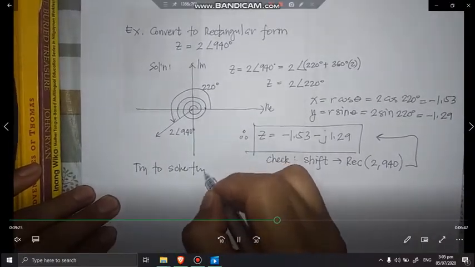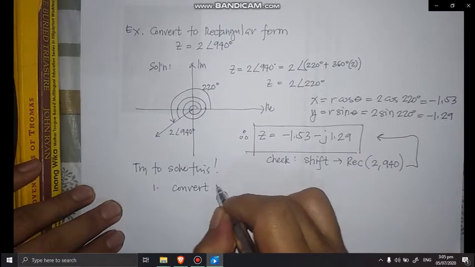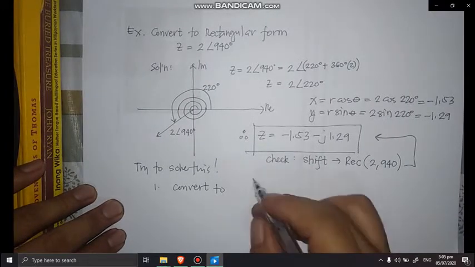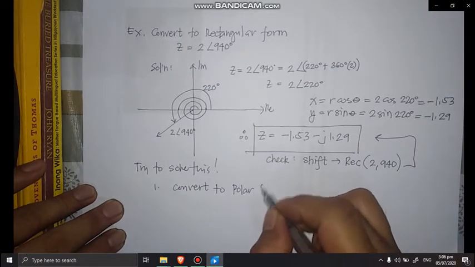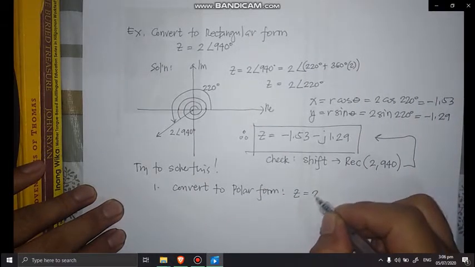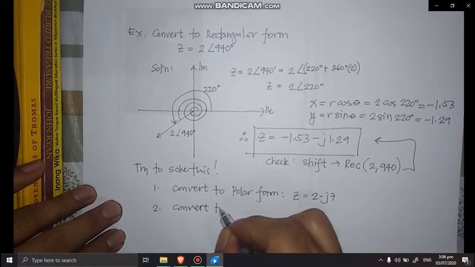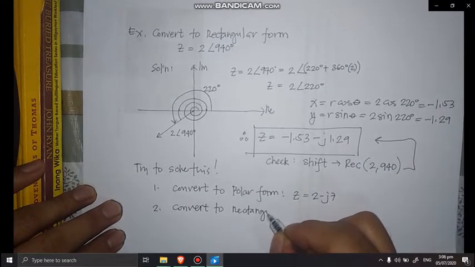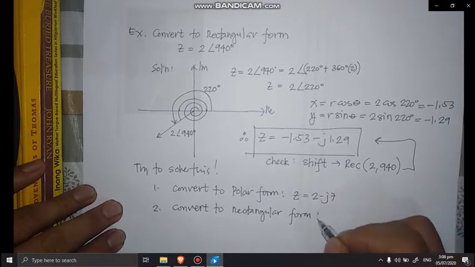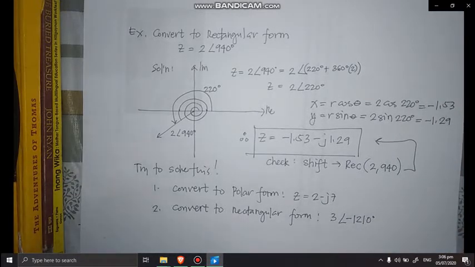Now it's your turn. Try to solve this problem. Convert to polar form the complex number 2 minus j7, and convert to rectangular form the complex number z equals 3 angle of negative 1210 degrees. You will be given 10 minutes to solve the problem.